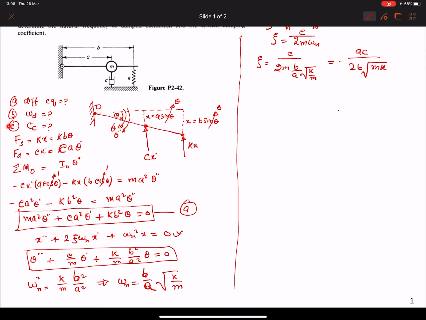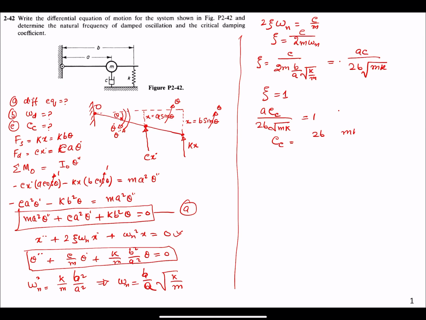Now we need to calculate Cc. For Cc, zeta is equal to 1 because this is the coefficient of critical damping. So if zeta is equal to 1, then a Cc divided by 2b root mk equals 1. From here we can calculate Cc, which is 2b times the square root of mk divided by a. So this is the value of the critical damping coefficient, and this is our part C.